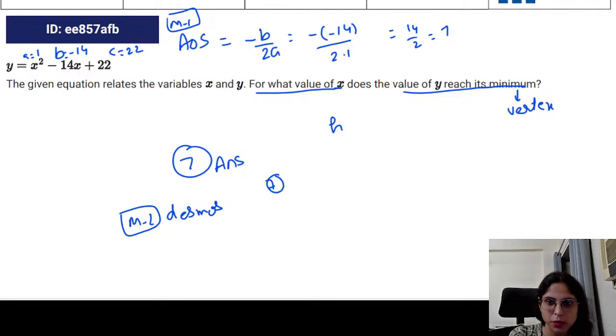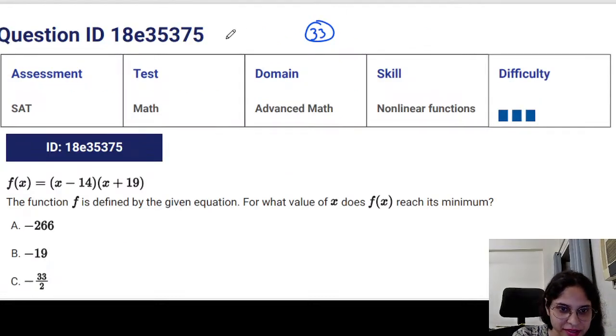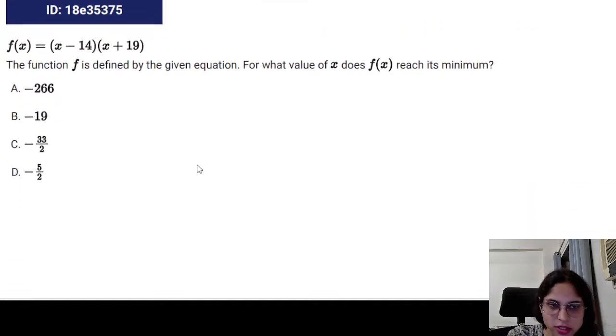So this was an easy question compared to other ones. Now comes the 33rd question. Again, for what value of x does f of x reach its minimum? Desmos is always there. But you see, you have x minus 14 times x plus 19. This is known as factored form.